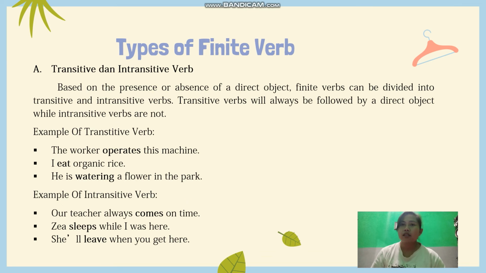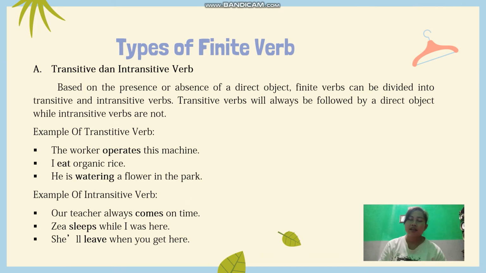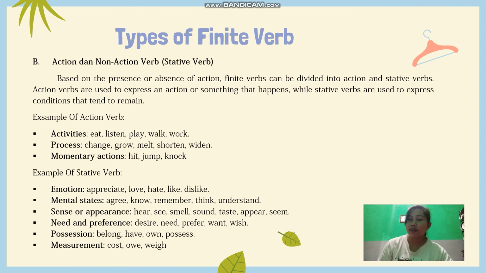For example of transitive verb: the worker operates this machine, I eat organic rice, and he is watering a flower in the park. And for example of intransitive verbs: our teacher always comes on time. She sleeps while I was here. She'll leave when you get here.